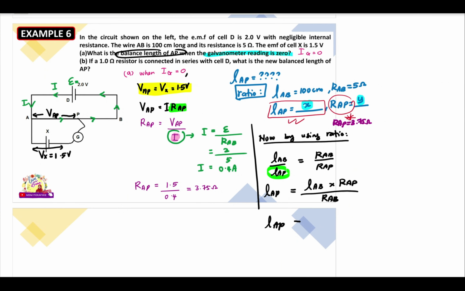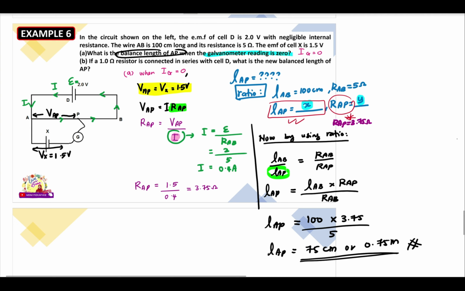LAP is equal to 100, right? So LAB 100 times RAP 3.75 over 5 ohm. Okay, so you akan dapatlah nilai dia, iaitu 75 cm ataupun 0.75 meter. Okay, so this is the answer for question 6A. Okay, and then for question 6B.